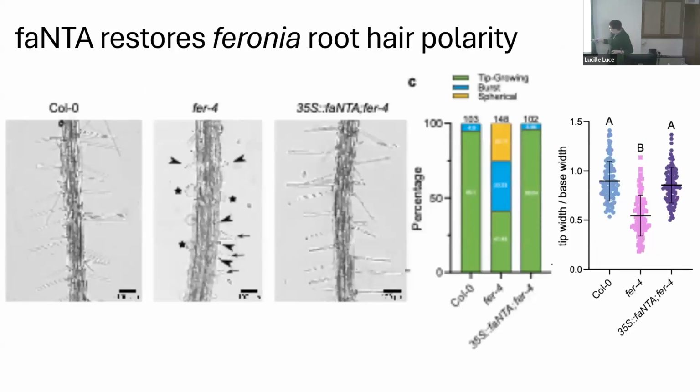We took a closer look at Feronia root hairs. What we saw was that not only do they burst early, they tend to be more triangular shaped. And we also sometimes see spherical root hairs, so they've completely lost their polarity. Those phenotypes can all be complemented by having our FA Nordia construct. Also, if we add FA Nordia, the root hairs become less triangular in shape. This is measuring tip width over base width, and we can see we go back to normal.